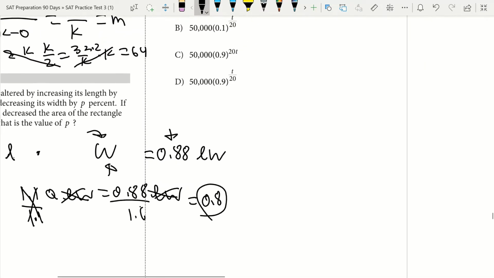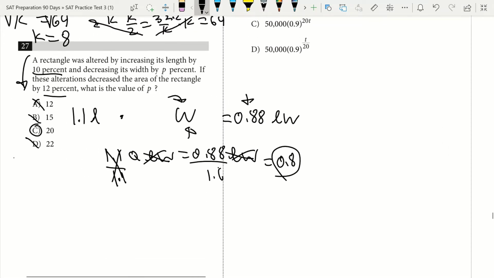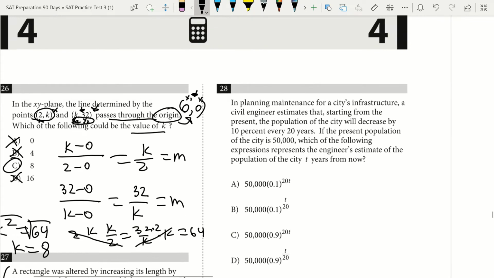But big tip for 27 is writing out our equation as we read through to avoid having to read through twice and waste time doing that.